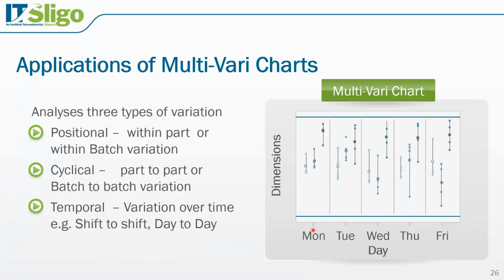So we've plotted the data on particular days: Monday, Tuesday, Wednesday, Thursday and Friday. And we see here the variation within the part, we see the variation between the parts, and we see how that changes on a day-to-day basis and over time. We can have specification limits identified at the top, an upper spec limit, and a lower spec limit.